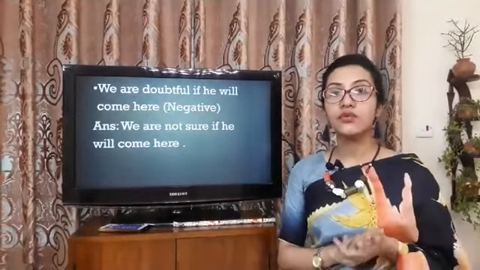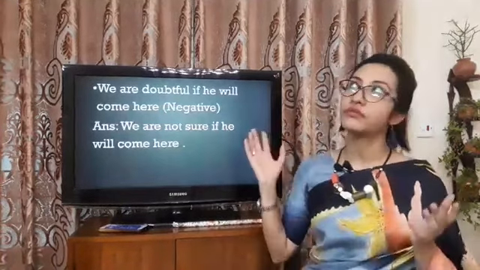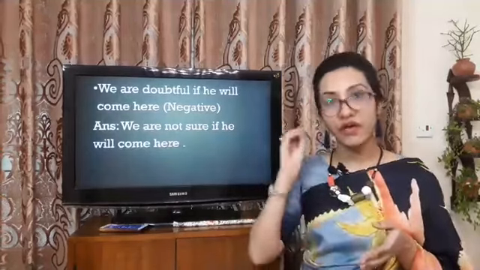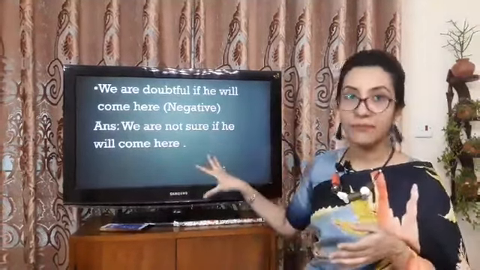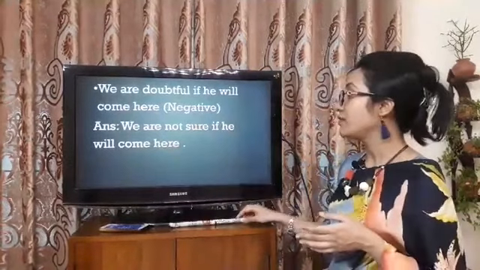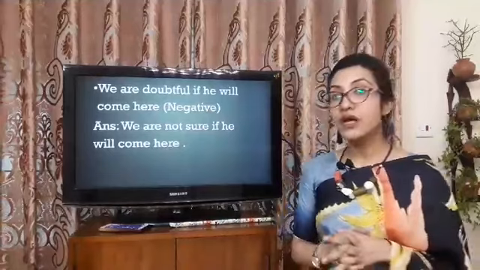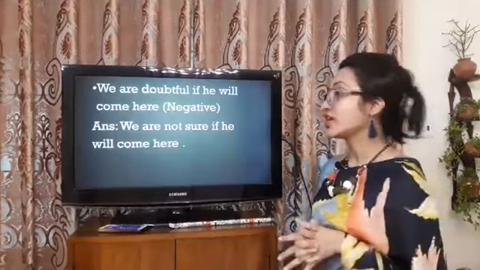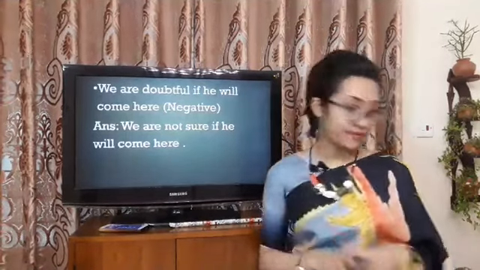ঠিক আছে যে ওয়ার্ডগুলো আসবে এমন কিছু আসবে না which is going to be out of the blue, which is out of nowhere. No, you already have that word in your mind, you have already learned that word, you just have to find it and use it appropriately. So the answer is going to be, we are not sure if he will come here. আমরা কনফার্ম না, আমরা সঠিক নিশ্চিত না যে সে এখানে আসবে। We are not sure if he will come here.